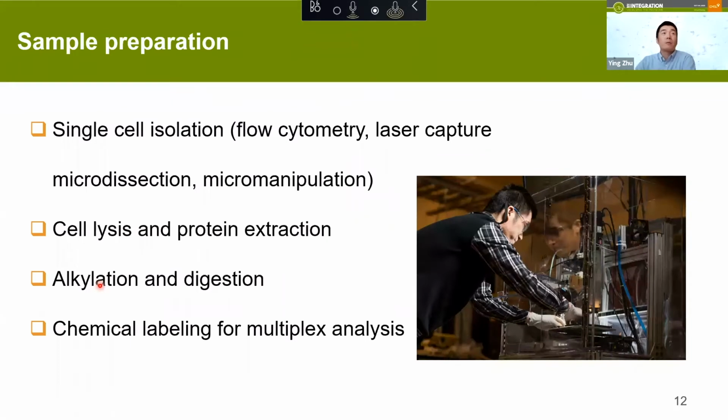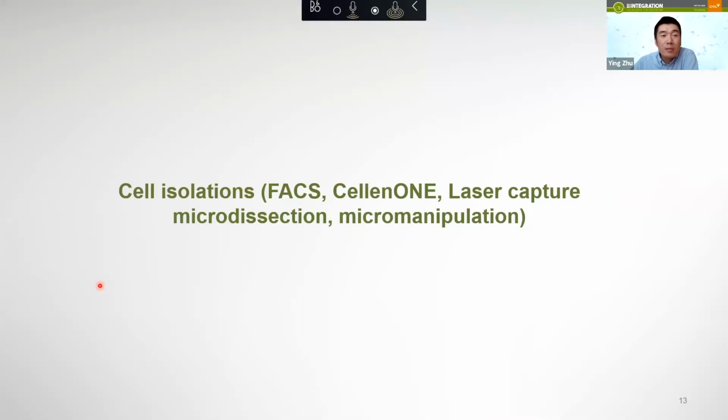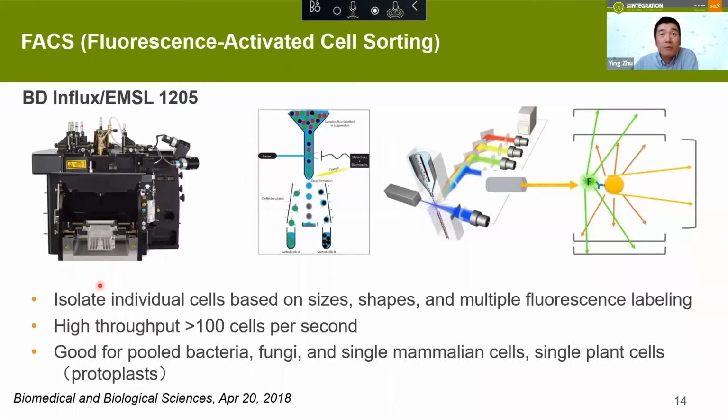So sample preparation usually contains the cell isolation step, cell lysis, protein extraction, alkylation, digestion, and sometimes we do some labeling. The cell isolation usually is a key step for single cell or near single cell analysis.